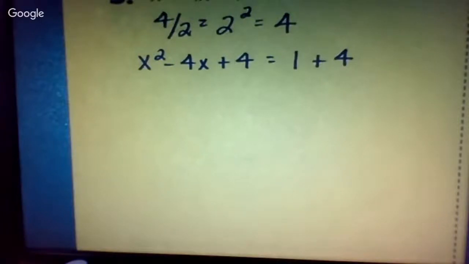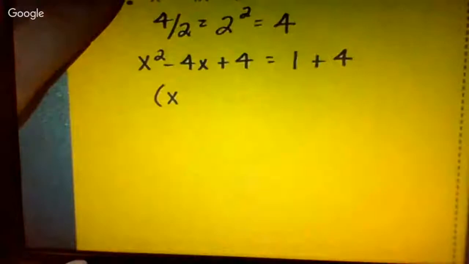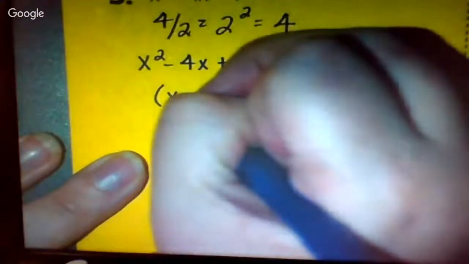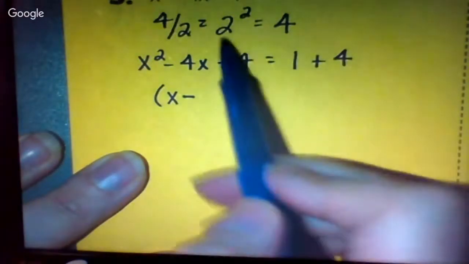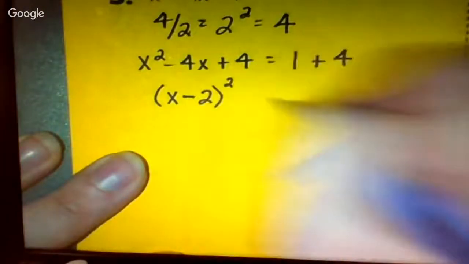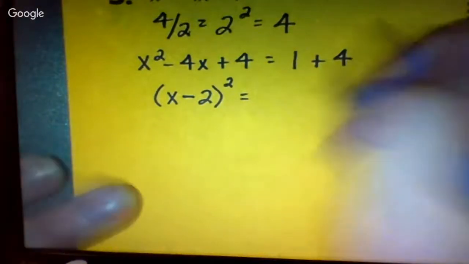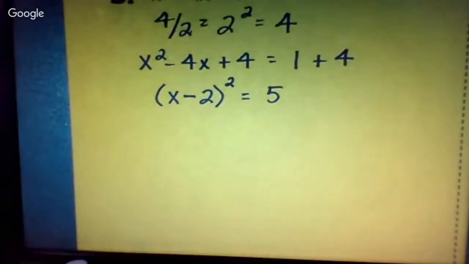Okay. I now need to factor that left-hand side. Again, x. My middle term is now a negative, so this is going to be minus. And I still use the half of my b value, so I'm still using a 2 squared equals, what's 1 plus 4? 5. Okay. Yes. And 2 plus 2 is 4.